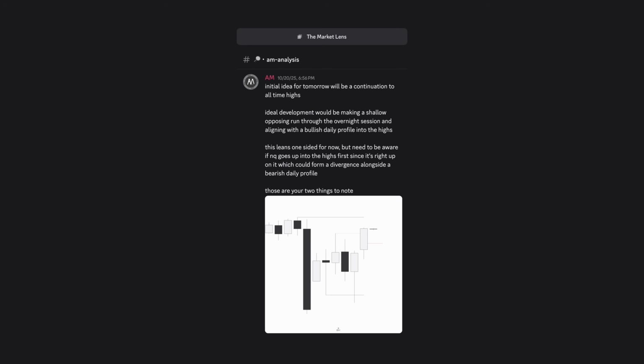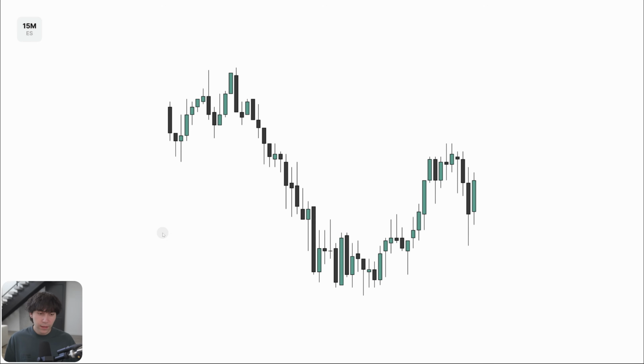Now we move on to confirmation. As you just saw in that analysis post, our ideal development of this day is seeing that shallow opposing run from the daily opening price, and then going into New York, seeing if we have a bullish daily profile aligning with our bias, that we can then say, this idea is being confirmed. We can then move on to entries. This is a representation of that daily opening price for the day.